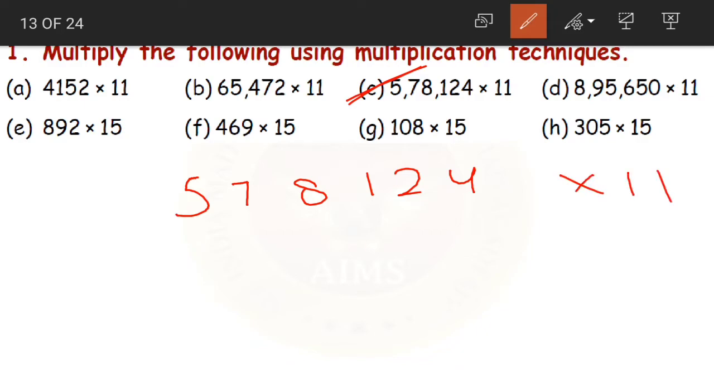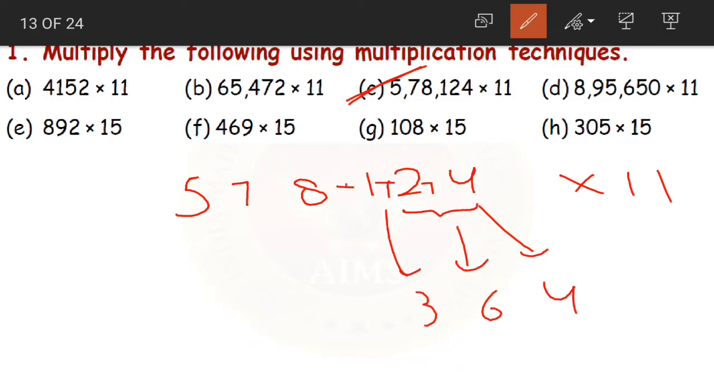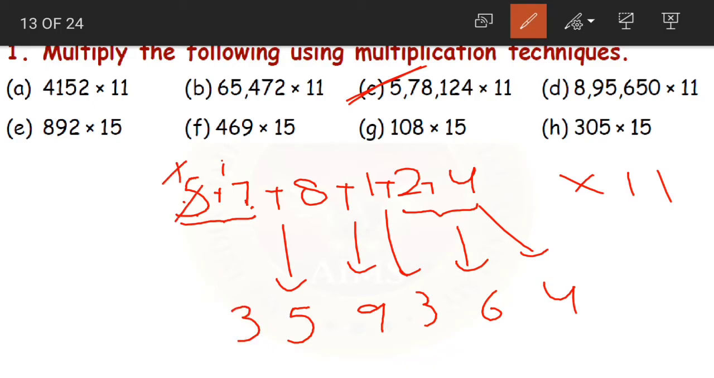5,78,124 multiplied by 11. Now first, 4 as it is. 4 plus 2 is 6. Then 2 plus 1 is 3. 8 plus 1 is 9. 5 plus 7 plus 8 is how much? 15. 5 here, 1 carried. 5 plus 7 is how much, children? 5 plus 7 is 12, plus 1 is 13. 3 here, 1 carried. Lastly 5 plus 1 is equal to 6.